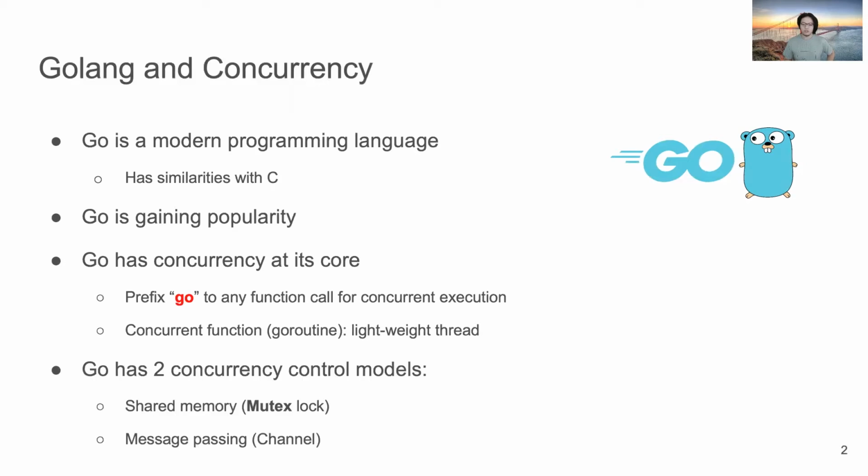Fundamentally, Go has two concurrency control models. First is shared memory using Mutex locks, and the second is message passing using channels. For this work, we will focus on shared memory, which is Mutex lock-based concurrency control.